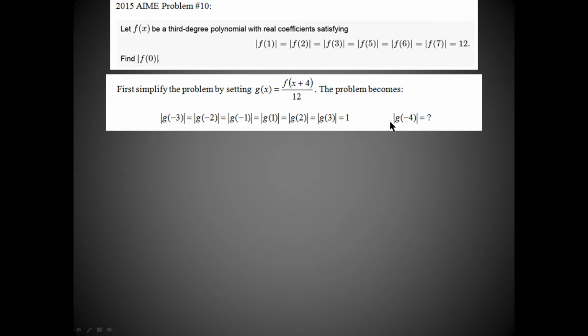Okay, this is even nicer. We need to find the absolute value of g(-4). Look here: g(-4), x equals -4, will correspond to f(0), since -4 plus 4 is 0. So this is equivalent, and this is nicer because the number is 1. The smaller the number, the easier to calculate.